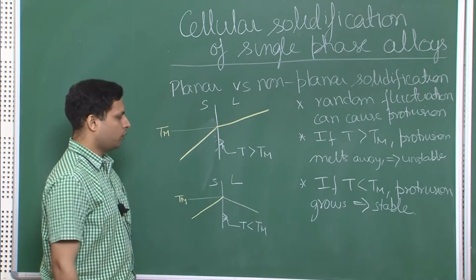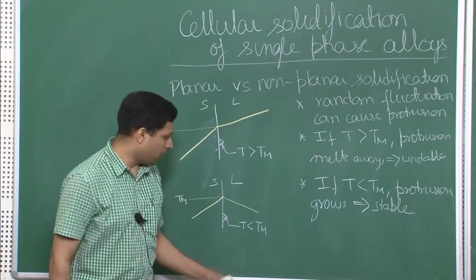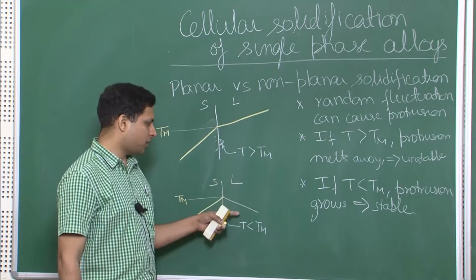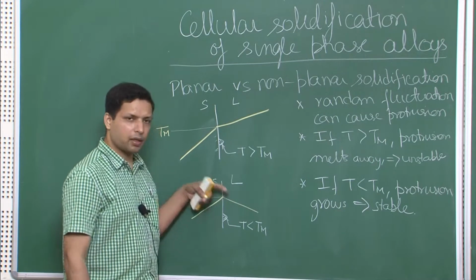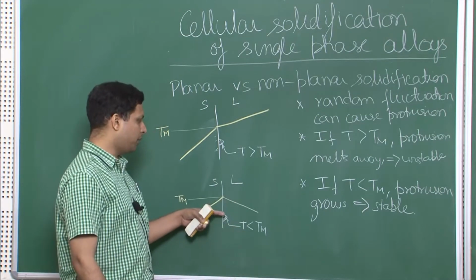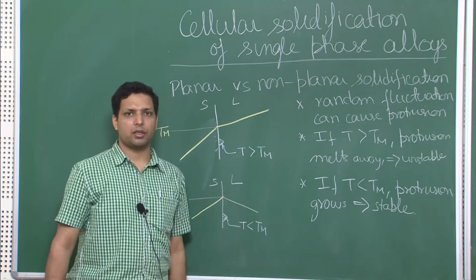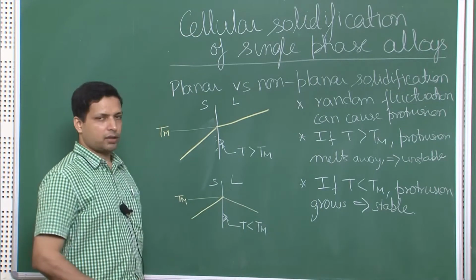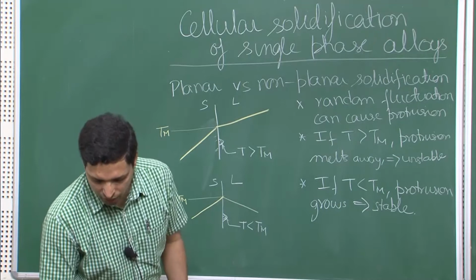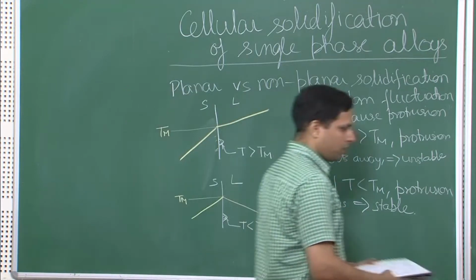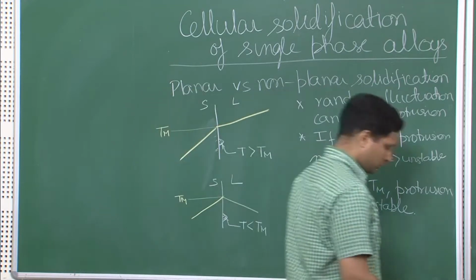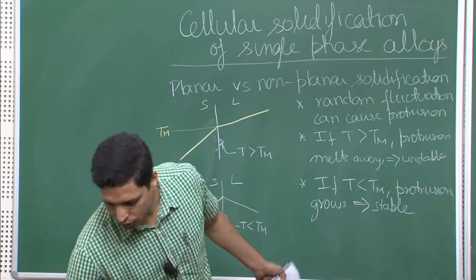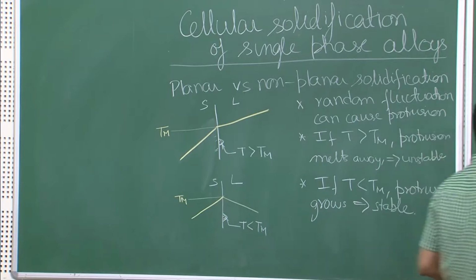Now this is what is called thermal undercooling. There is a temperature lower than the melting point, the thermal gradient is basically negative, and because of that the protrusions are stable. But there is something similar that happens in alloys, and it is called constitutional supercooling. So let me take a couple of color chalks to draw this.